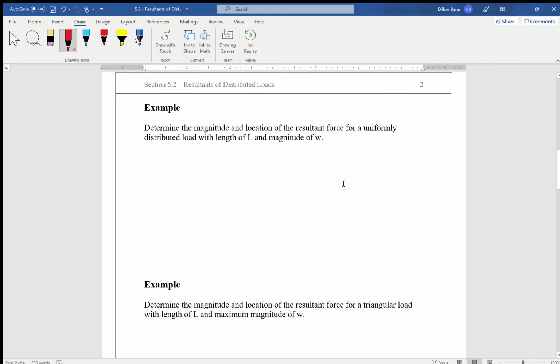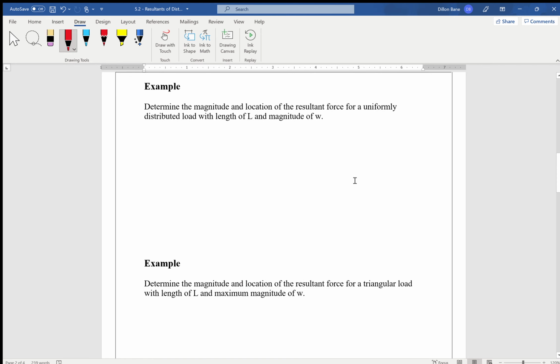So this first example, we've got a uniformly distributed load. That's a rectangular load. It's not a triangle, it's not a trapezoid, it's a rectangular load that has a length of L and a magnitude of W. Let's draw this so we know what we're looking at. We've got some uniform load, it's just a rectangle, and it has force arrows that act down.